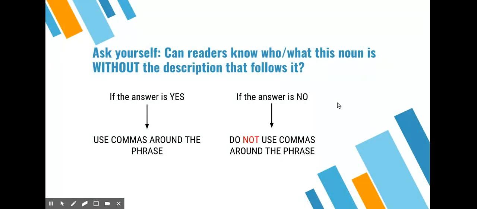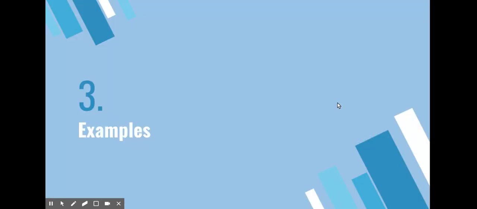Basically, you're going to ask yourself one big question. Can readers know who or what this noun is without the description that follows it? If the answer is yes, you use commas around the phrase. If the answer is no, you do not use commas around the phrase. So, going into some examples now.